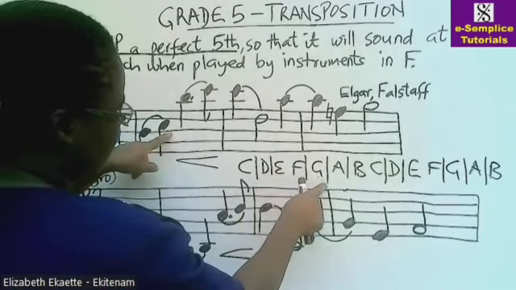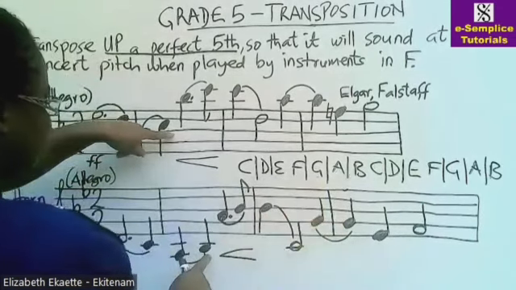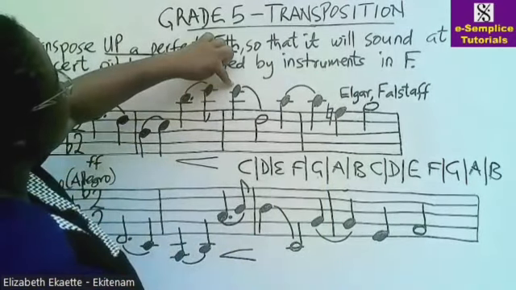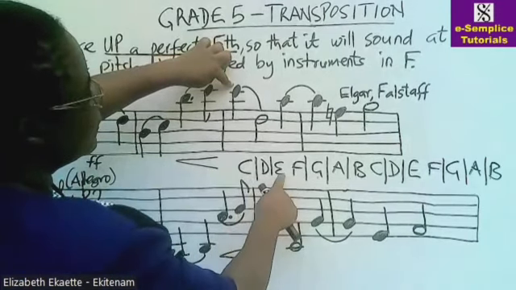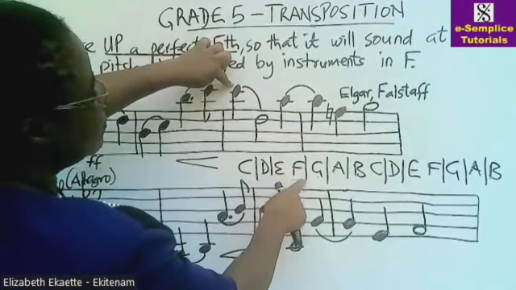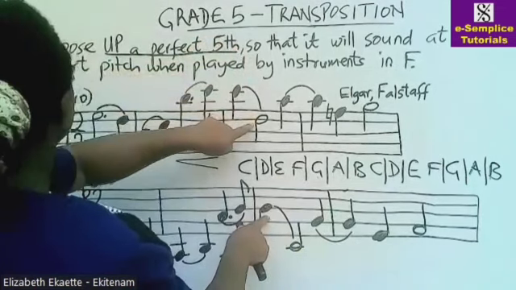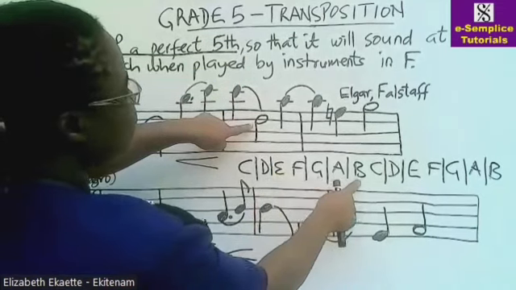1, 2, 3, 4, 5, 6, 7. It should put us at B flat. And that is correct. This is B flat. The next note here is E flat. So it's the same. E flat will still put us at B flat. 1, 2, 3, 4, 5, 6, 7. So that's it. Then the next note is F.